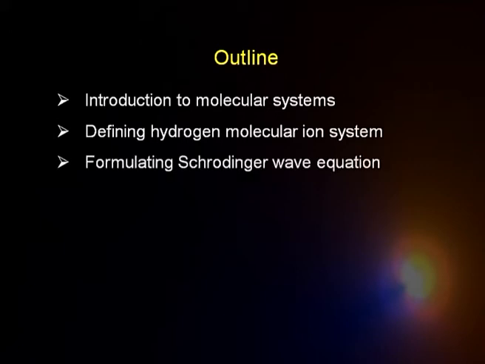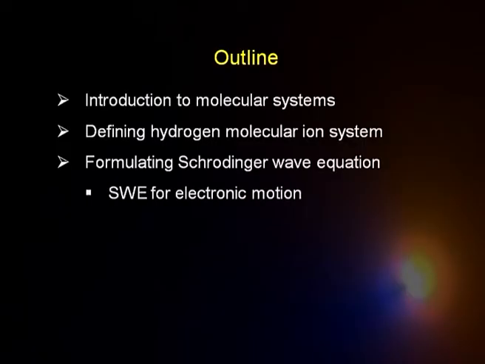Thereafter, as we have been doing all this time, we will try to formulate the Schrodinger wave equation for hydrogen molecule ion so that we can proceed further and try to get suitable wave functions for that. And in this process, we will try to not exactly separate, but state the Schrodinger wave equation for electronic motion and also for the nuclear motion.